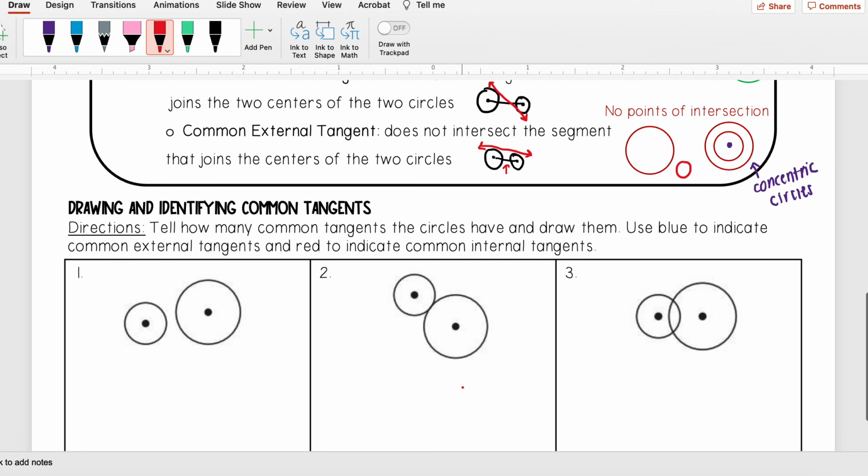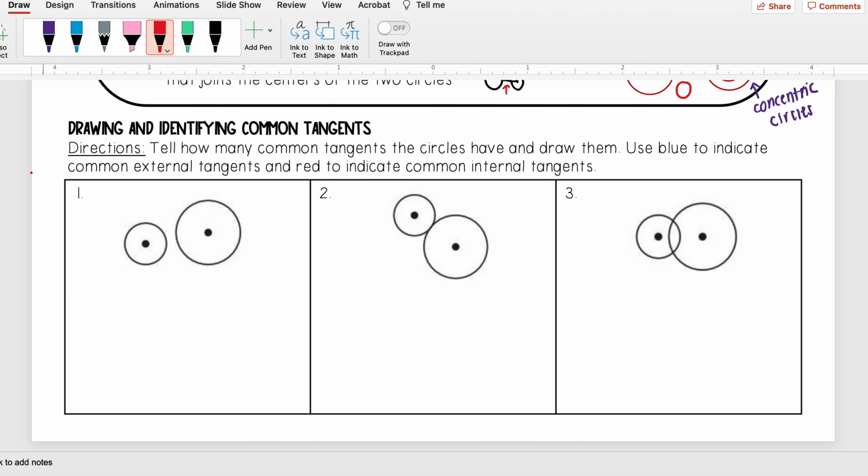So let's look at identifying these common tangents. For these three problems, we're going to tell how many common tangents the circles have and draw them. We're going to use blue to indicate the common external tangents and red to indicate common internal tangents. So first I'm going to go ahead and draw my segment that is connecting my two centers. My centers are these black dots. I'm going to draw a black line connecting them. And I know my tangents that intersect that line are my internal, and those that don't intersect it are my external. I'm going to go ahead and draw my external first.